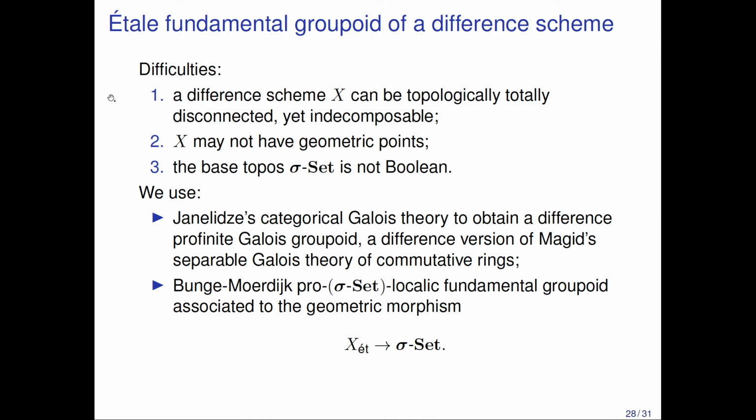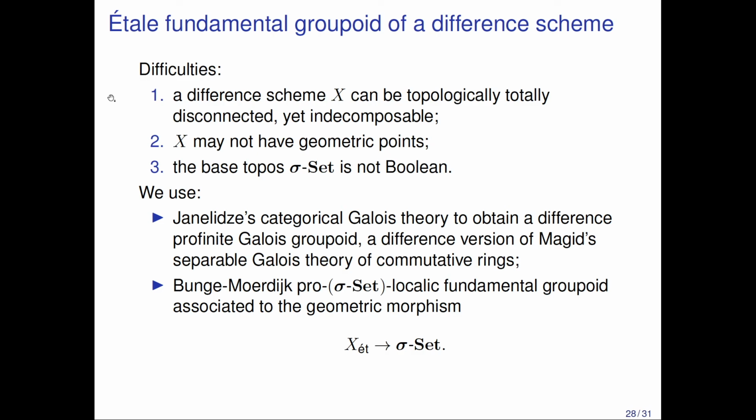So, usually for the fundamental group you fix a base point, but you may not have a base point. And also, the base topos of sigma-sets is not Boolean. If you study lots of proofs in Grothendieck's Galois theory, they depend on being able to take complements, and the fact that the double complement is the original object in the category of sets. But sigma-sets is not a Boolean topos, so you have all sorts of difficulties. But okay, we can work with that.